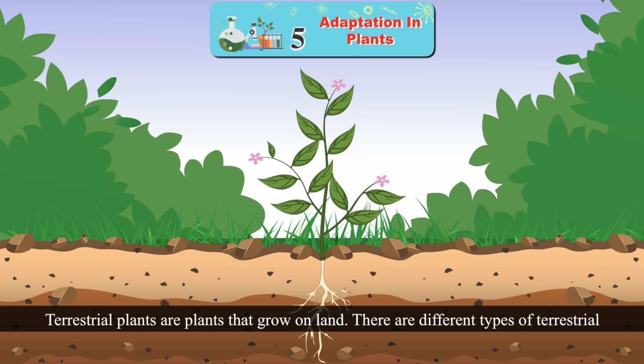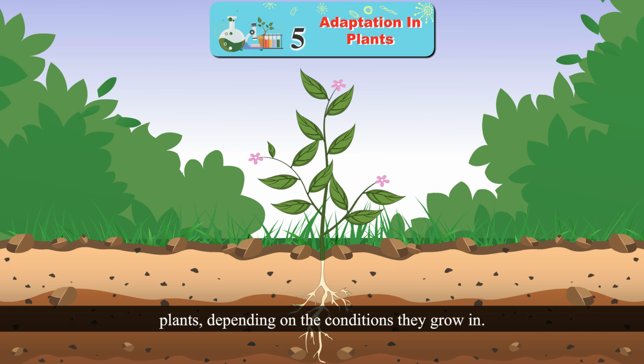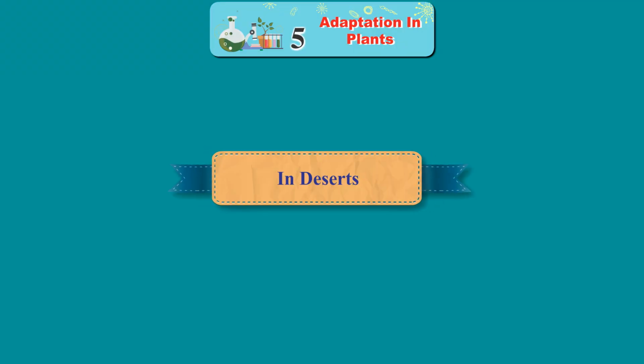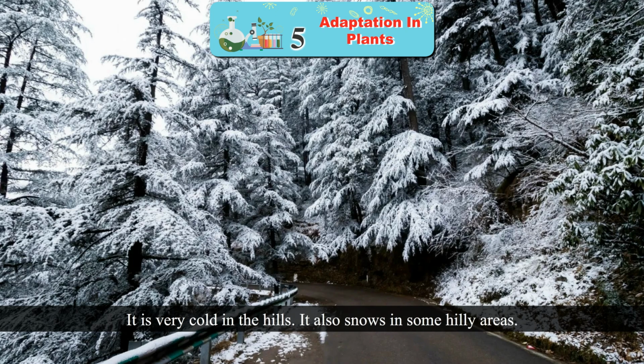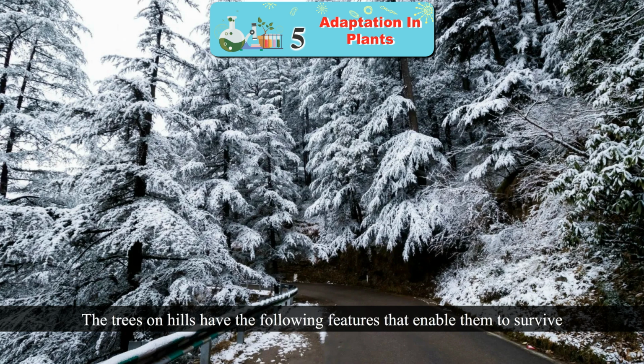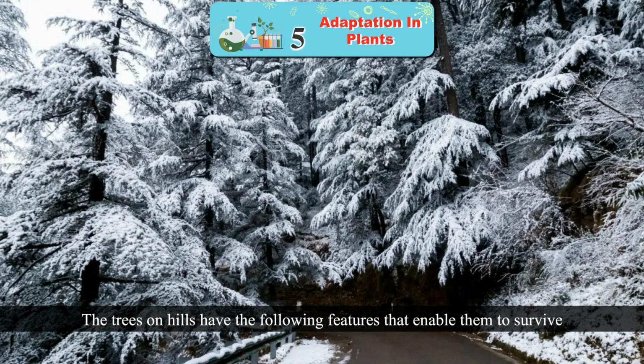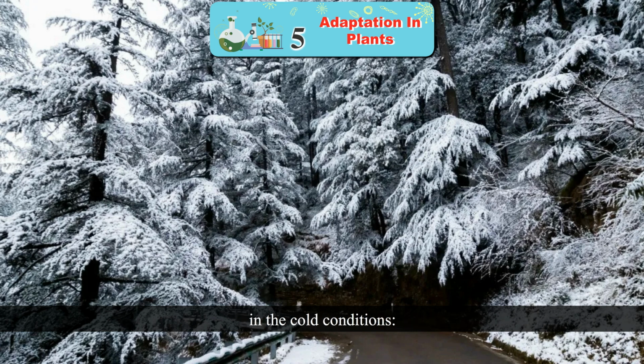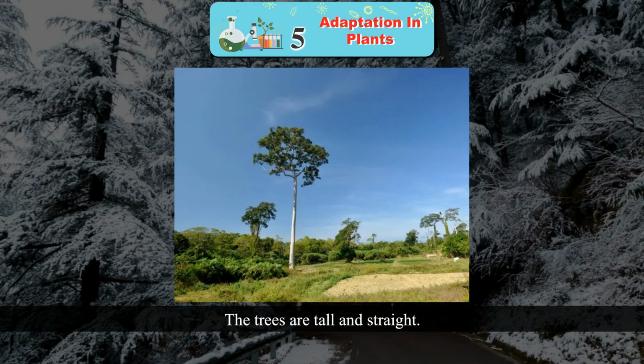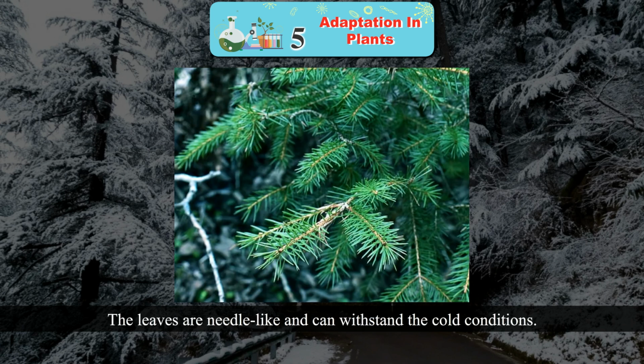There are different types of terrestrial plants depending on the conditions they grow in. In the hills, it is very cold. It also snows in some hilly areas. The trees on hills have the following features that enable them to survive in the cold conditions. The trees are tall and straight. The leaves are needle-like and can withstand the cold conditions.